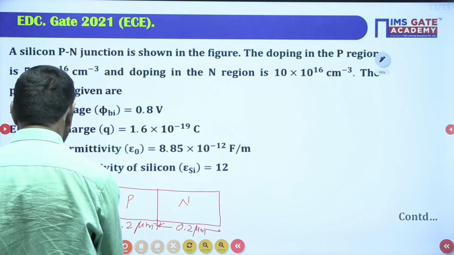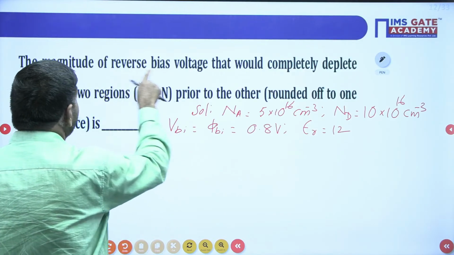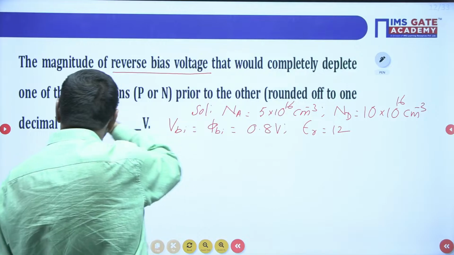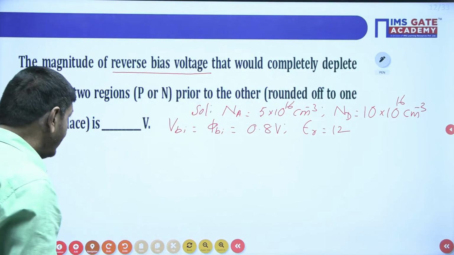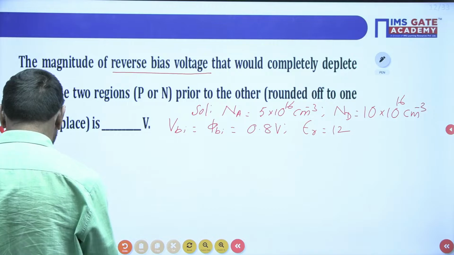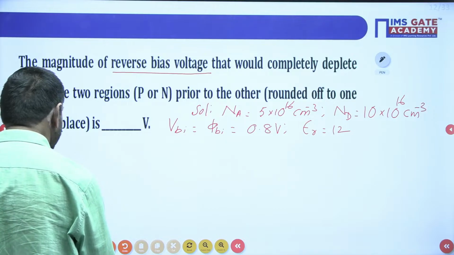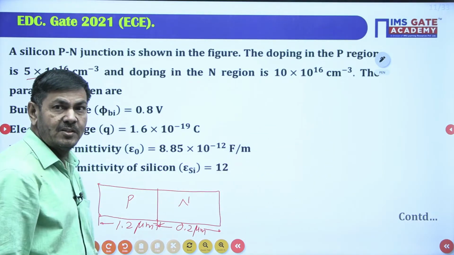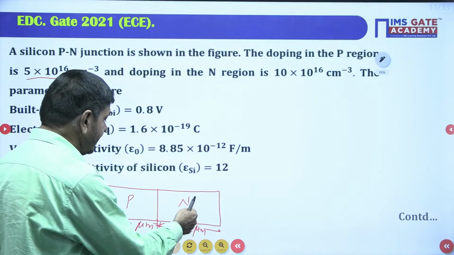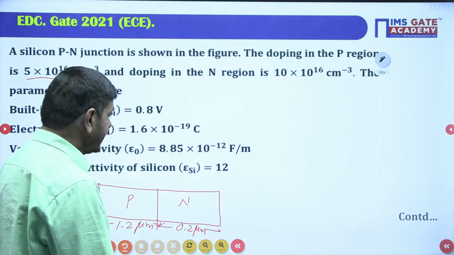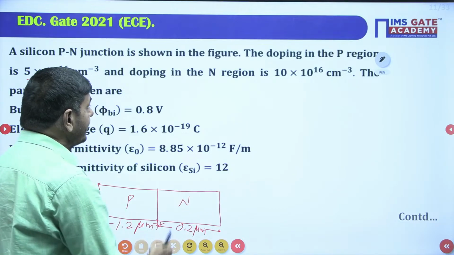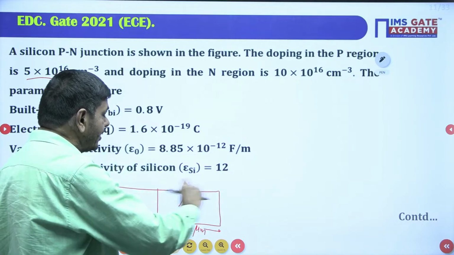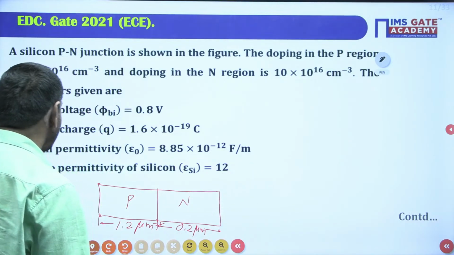If it is reverse bias, what he says is that the magnitude of the reverse bias voltage required would completely deplete one of the two regions prior to the other. That means out of the two regions, when the reverse bias is applied, one region will be totally depleted. We can identify which one. What reverse bias voltage is required to completely deplete one of the regions? How can we determine?